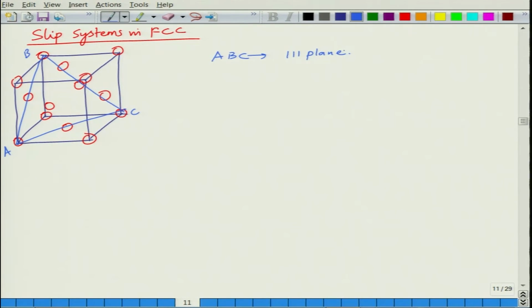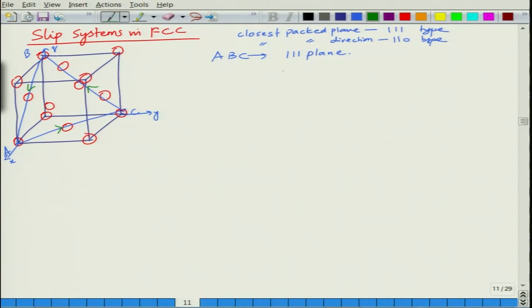So, we saw that for FCC the closest packed plane is 111 type and the closest packed direction from the calculations is 110 type. So, let us find out different combinations. We can see that in this 111 plane, if this is x, this is y, this is z, there are 3 110 directions, one is this, second is that, third is this.